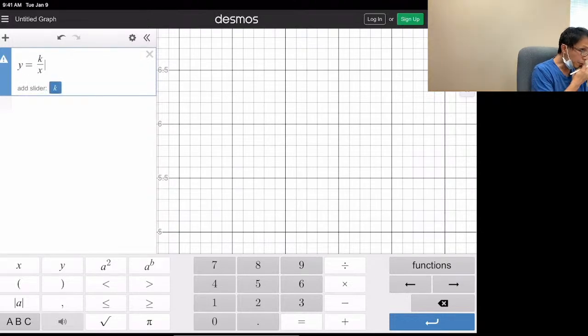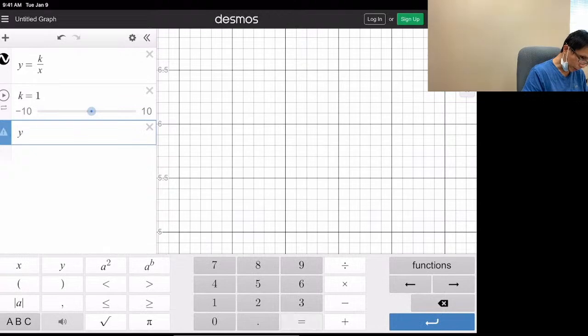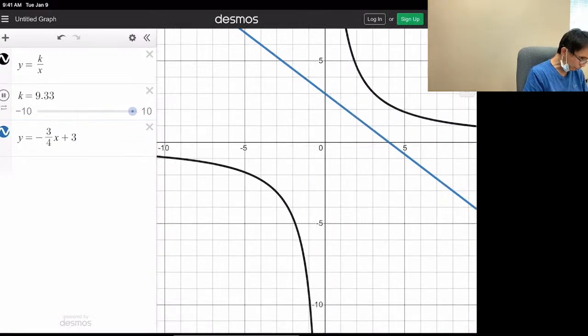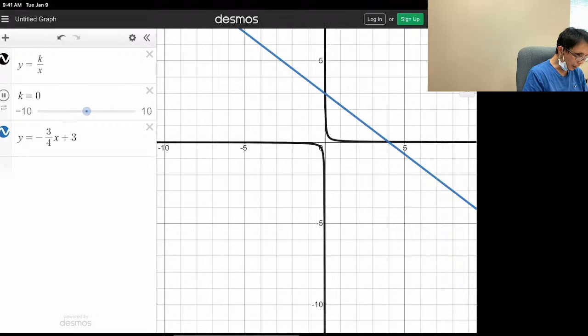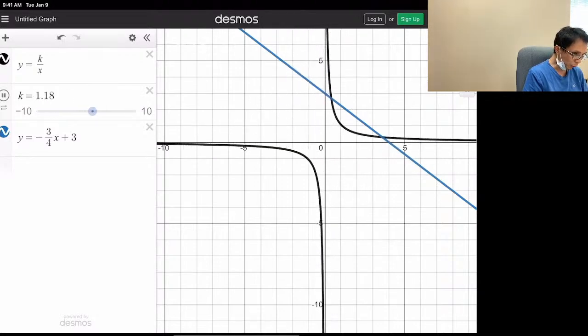Is there any restriction? No. I'm going to add a slider k. And then the other one is y equal to negative 3 over 4x plus 3. So now I'm going to graph both. Now if you see here, there's only one moment in time they are tangent to each other. It's right there, right?